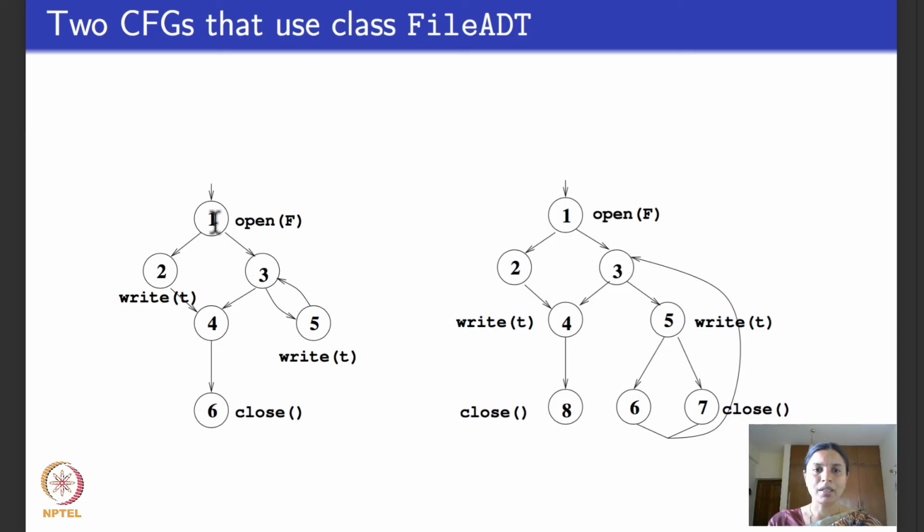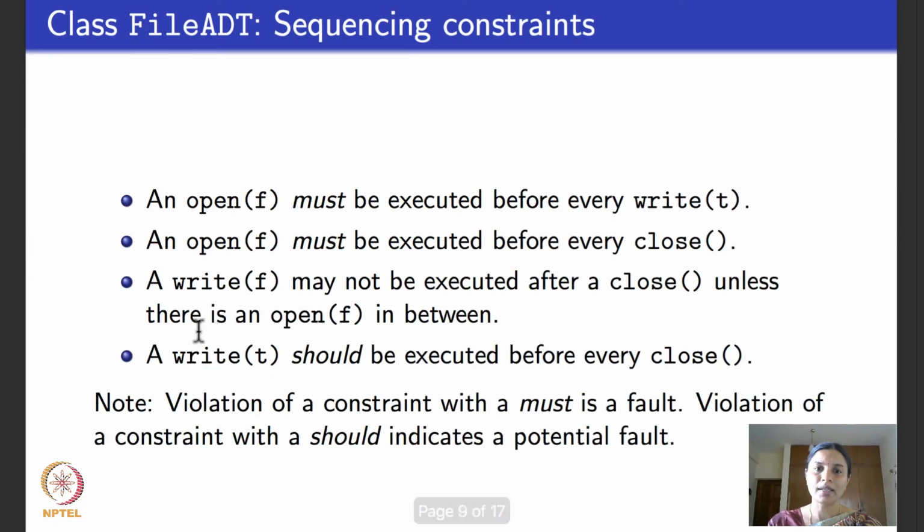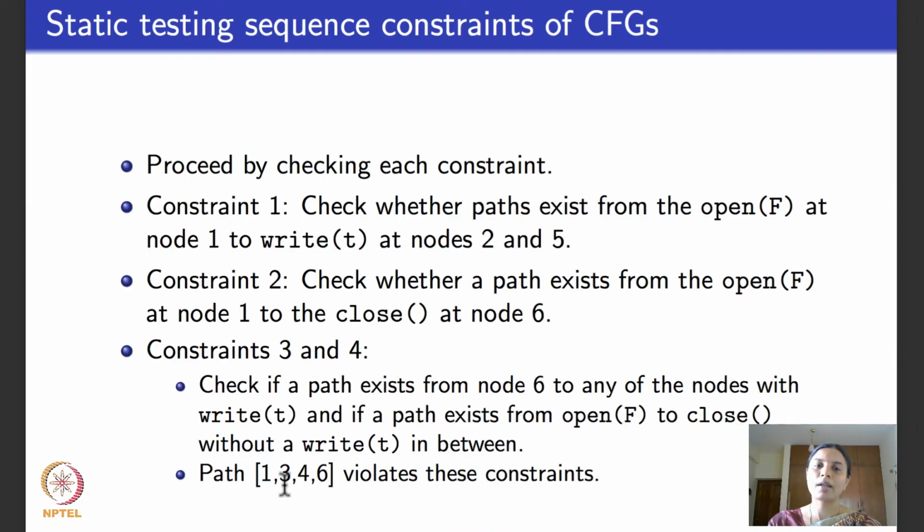Which is that path? That path goes through node 3. I open the file, I go to node 3, I don't do anything. Specifically, I don't do a write. Then I go to 4, I skip the loops, and then I close. So I have opened the file and closed the file without doing a write in between. So which constraint does it violate? It violates the fourth constraint. It violates the constraint that the write should have been executed before a close. That's what is given here. Path 1, 3, 4, 6 violates the constraint.